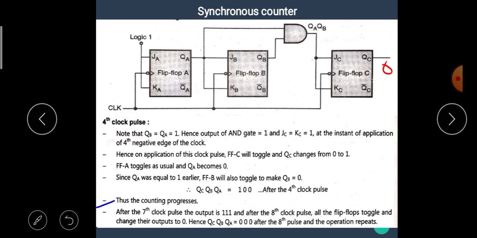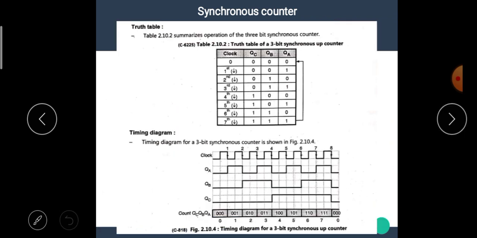Thus the counting progresses. After the 7th clock pulse the output is 111, and after the 8th clock pulse the flip-flops are toggled and change their outputs to 0. Hence QC QB QA is equal to 0 0 0 after the 8th pulse, and the operation repeats itself. This is the truth table for the up counter, and it is similar to the asynchronous up counter. That means 0 0 0, 0 0 1, 0 1 0, 0 1 1, up to 1 1 1, and the timing diagram is also the same.